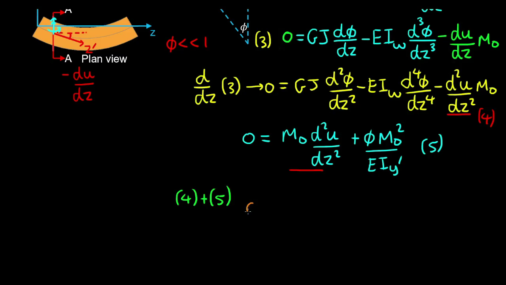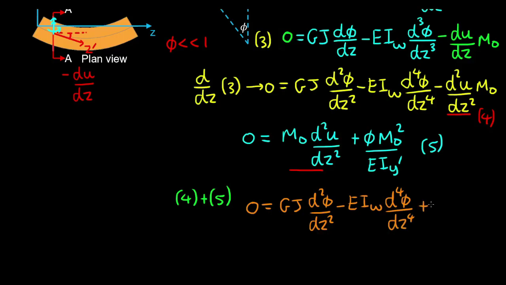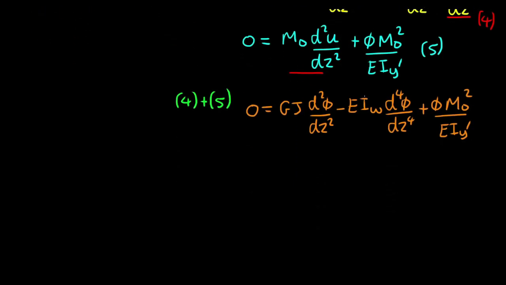So what we get is 0 is the torsional stiffness by the second derivative of the angle of twist with respect to z, minus the warping stiffness by the fourth derivative of phi with respect to z. And then these terms cancel, and then we have plus phi by m naught squared on the lateral bending stiffness. And now we can divide through by the warping stiffness and take all these terms to the left hand side.